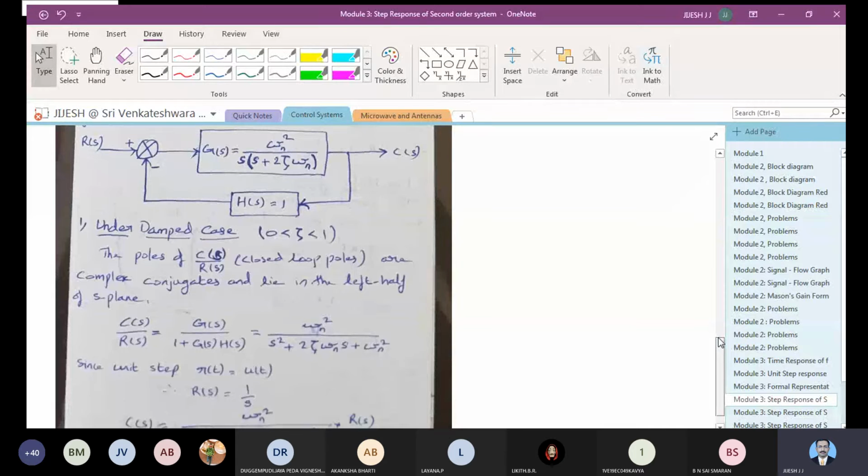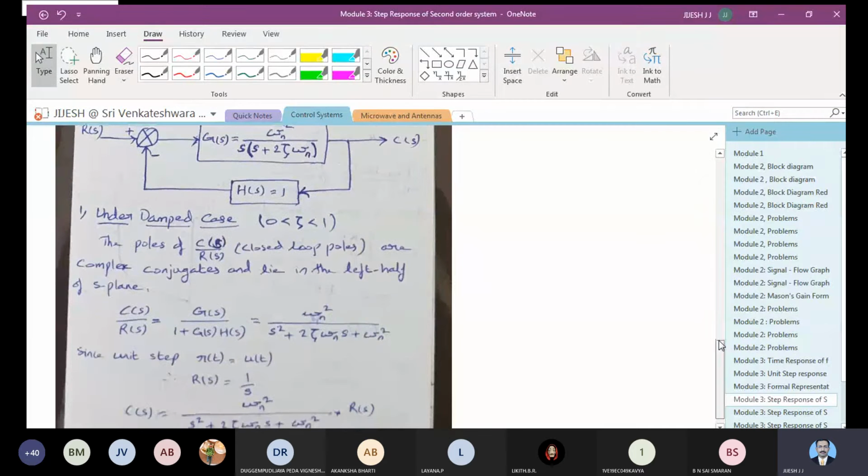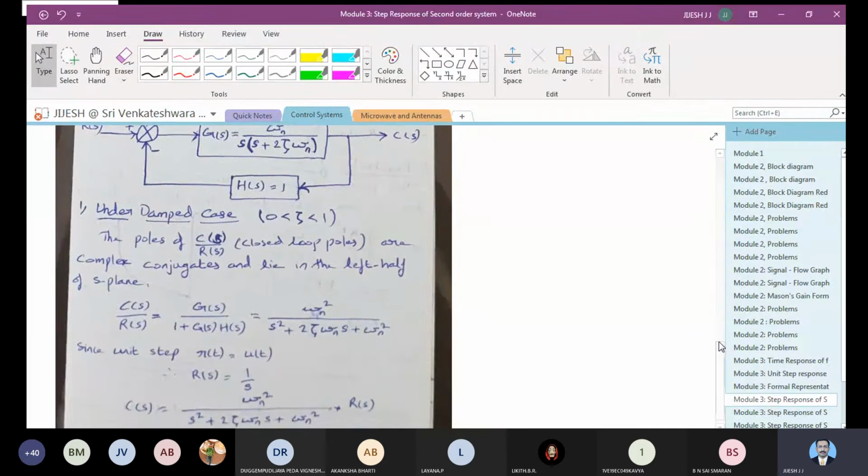So we'll start with the underdamped case. The underdamped case is 0 less than zeta less than 1. So let us see. The poles of C of S by R of S, which is called the transfer function: the closed loop poles are complex conjugate and lie in the left half of the S plane. This we studied in the previous class.